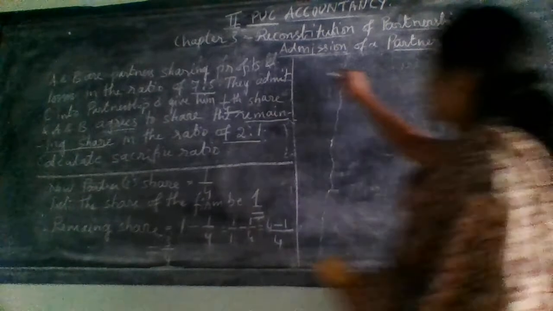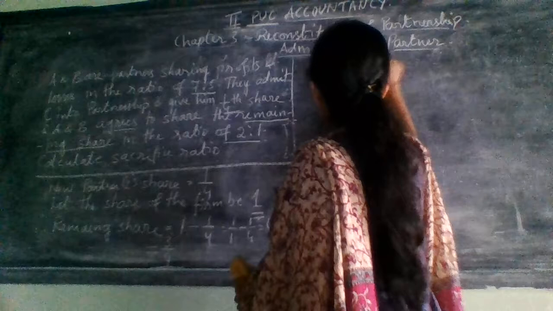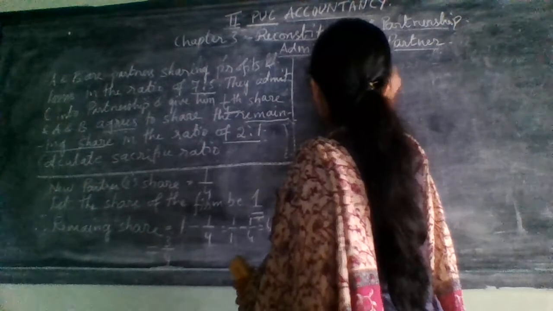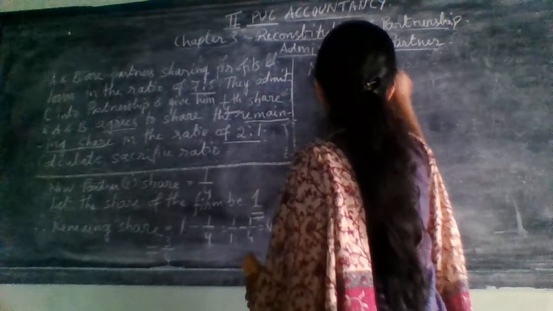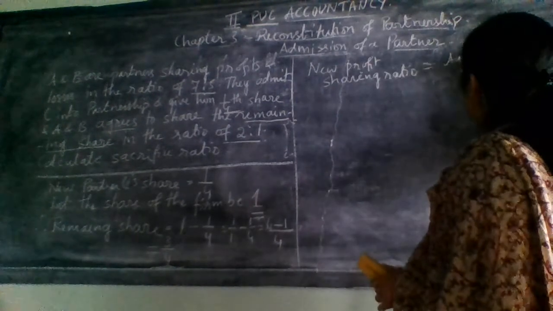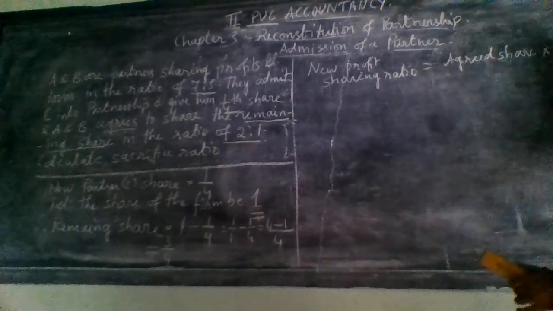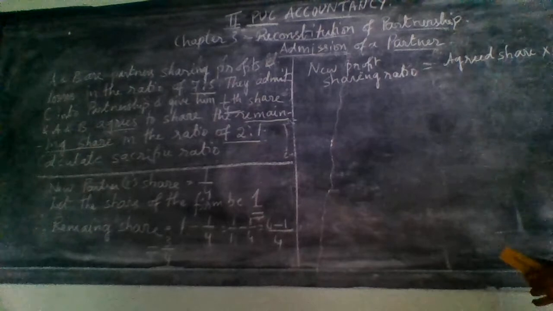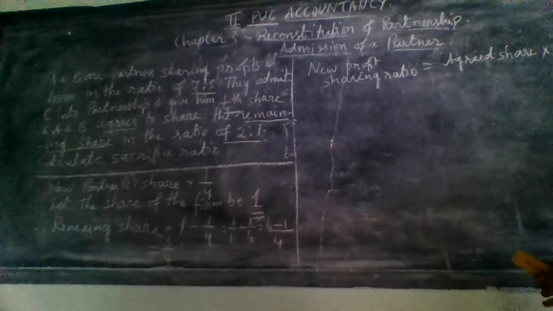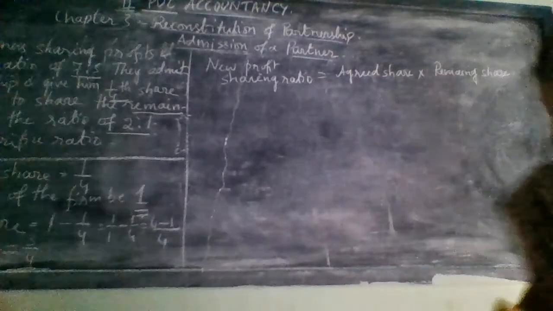After getting the remaining share, we need to find out the new profit sharing ratio. For this, what is the formula? Agreed share into remaining share. Correct? Agreed share into remaining share. We will do it one by one now.